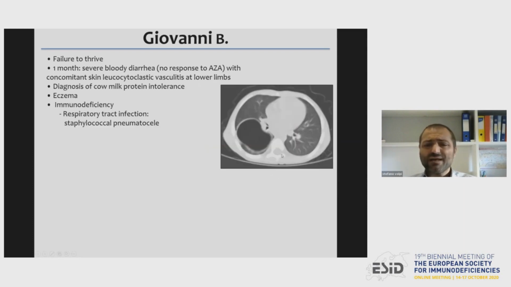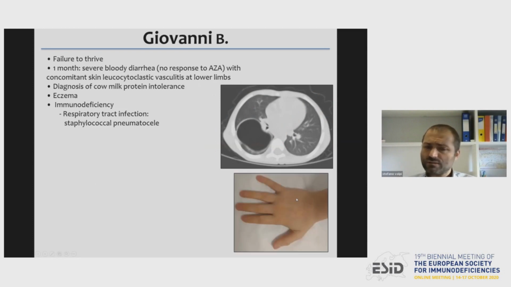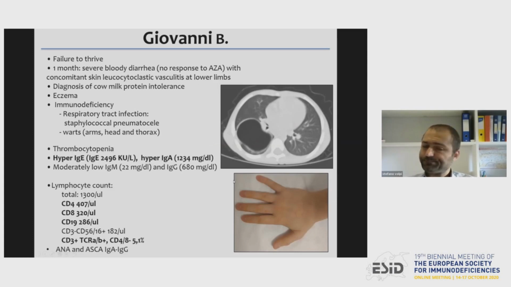He presented with eczema and very severe lung infection. Here you see a pneumococcus and Staph aureus, and later in life, recurrent warts that diffused to the hands, arms, and thorax. He also presented mild thrombocytopenia, an increase in IgE and IgA, and a mild defect in IgG and IgM. He also had a mild lymphopenia, with CD8 and CD4 lymphopenia, and expansion of double negative T cells.